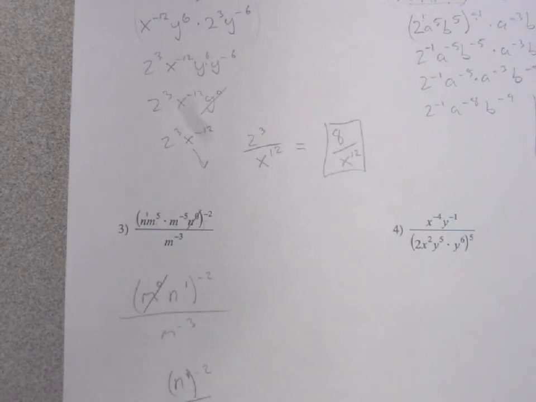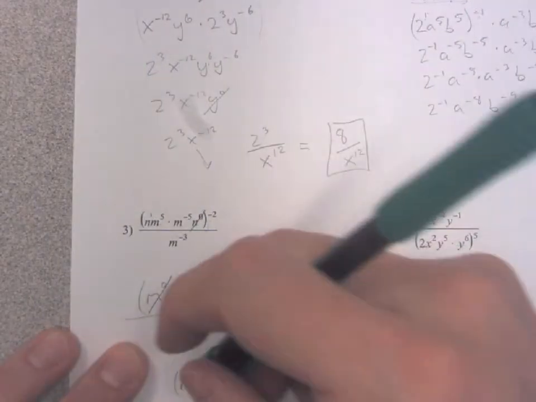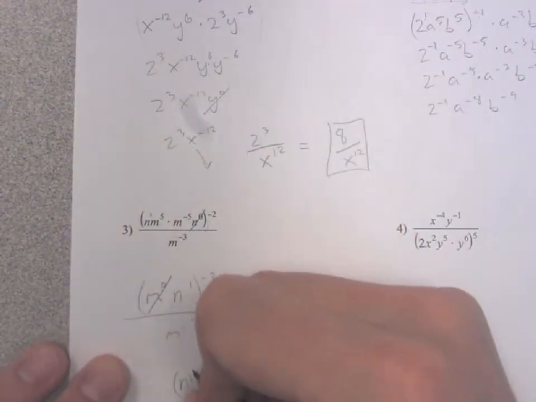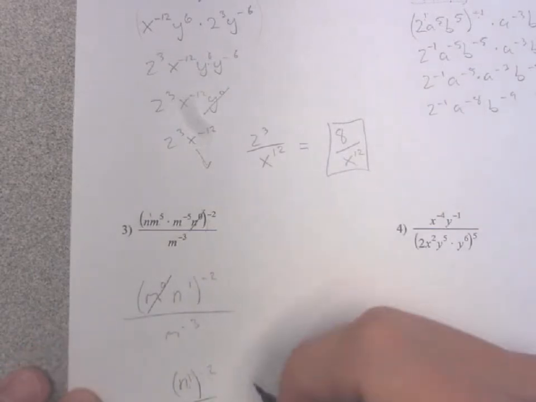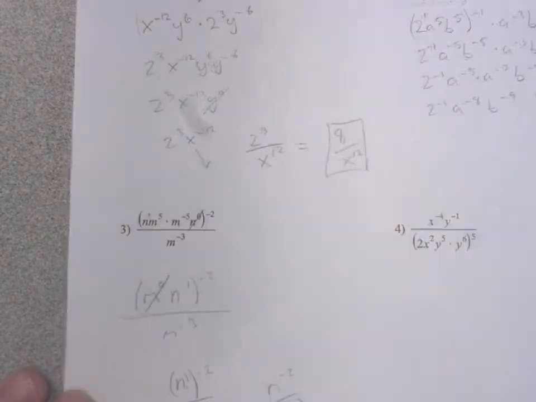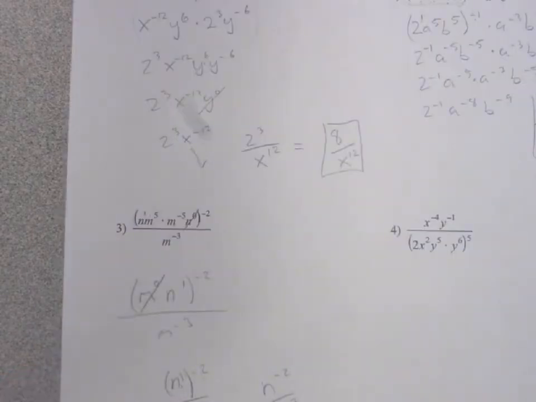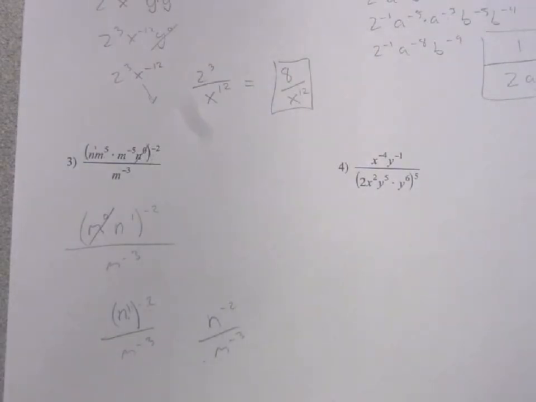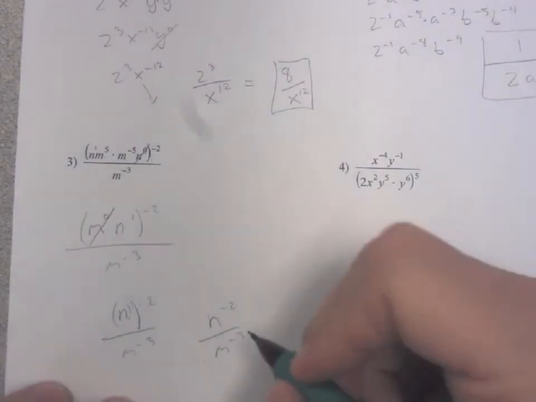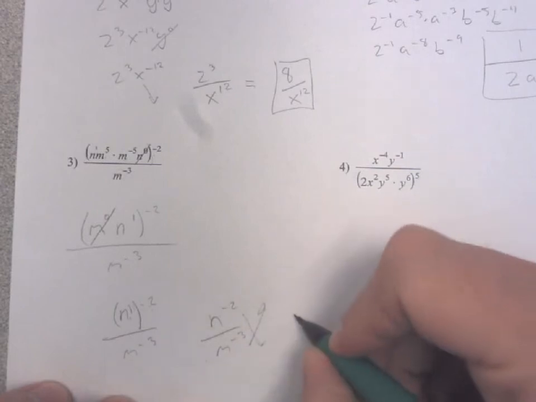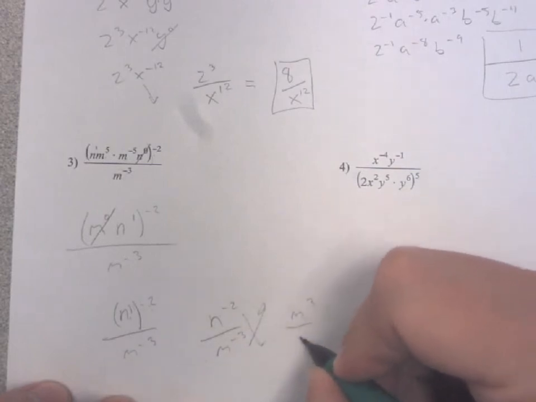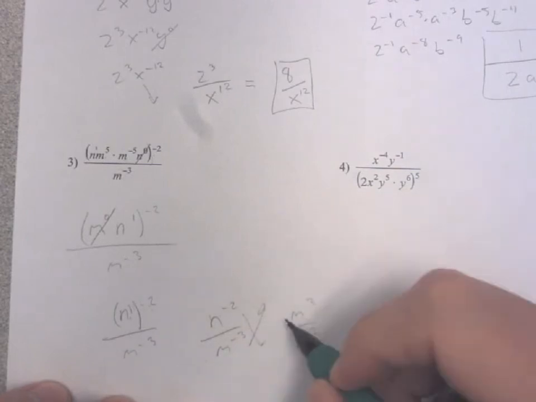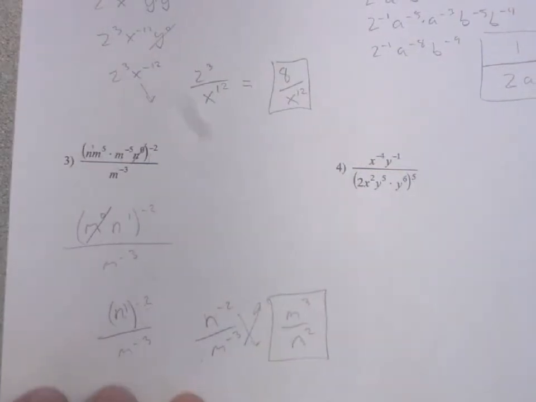Okay, so now we got to remove the parentheses by using the power properties, which means we're going to multiply exponents here. So n to the negative 2 power over m to the negative 3 power. Okay, we don't have any more parentheses, so we're good there. We don't have to repeat anything. But now we're going to use the negative exponent property. So this guy's going up, this guy's going down. M to the positive 3, n to the positive 2. Okay, let's double check our answer.